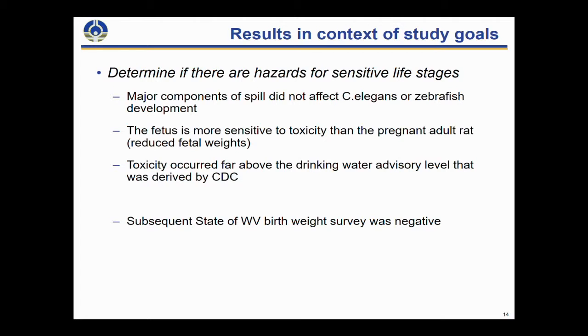In our rat prenatal studies, though, we did notice lower birth weights in the offspring, and these occurred at lower doses than where there was overt toxicity in the pregnant animals. However, the toxicity occurred at far above the drinking water advisory level. But it was interesting because this low birth weight was picked up by the state of West Virginia, and they did a birth weight study the year before the spill and the year following the spill to see if, in fact, there was any way that there might have been an effect on this endpoint, and this was negative.